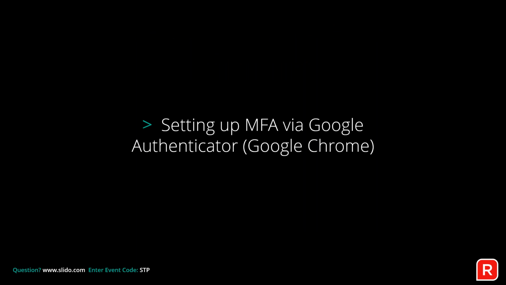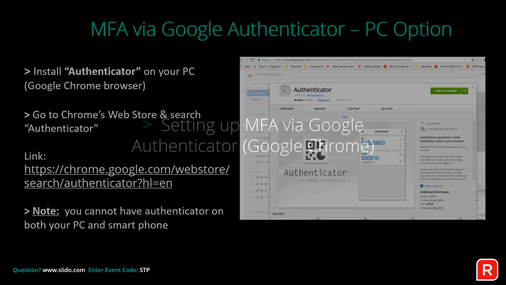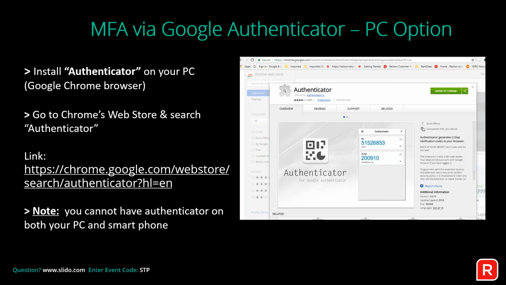Lastly, there's using MFA through Google Chrome. If you don't want to use your mobile phone at all, you can install a Chrome extension called Authenticator. I know we have a link right here, but if you Google Chrome Web Store and search for Authenticator, you should be able to download the Chrome extension. One thing to note here is if you are using the PC option, you won't be able to use it both on your PC and your mobile as well. So it's choosing one or the other.